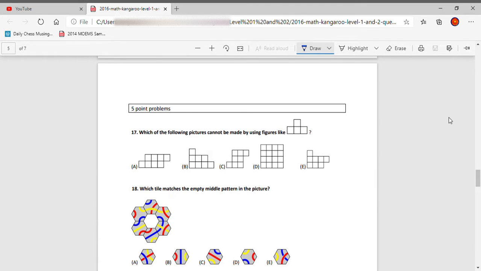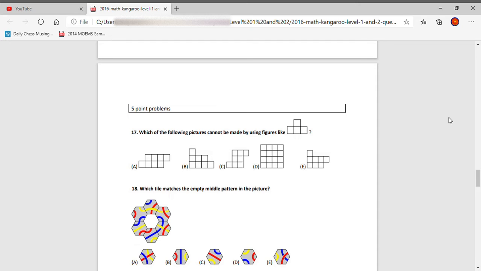Which of the following pictures cannot be made by using figures like so? This is the figure. So let's start with A. A can be made by doing this and doing this. B can be made by doing this and doing this. C can be made by doing this and this. D can be made by doing this, this, this, and this, leaving E that it cannot be made. So we have to put one here, and then this figure over here looks different than this. So therefore, the answer for number 17 is E.